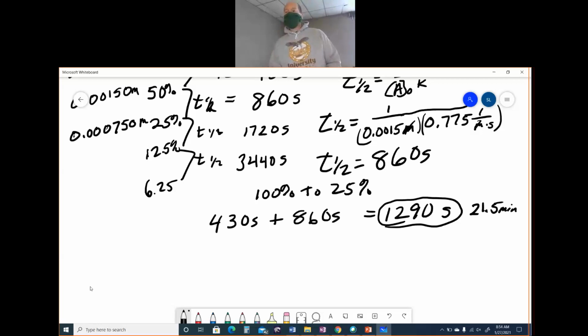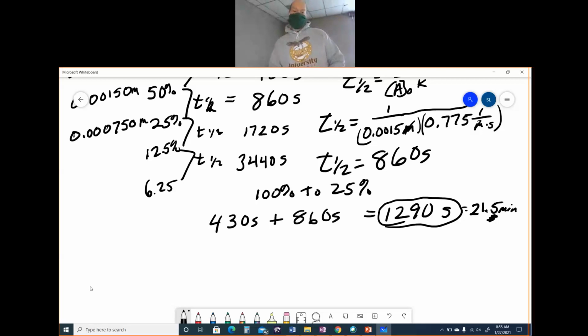All right, and there's always error in the last digit. If you get 21.4, 21.6, or 21.3, I know that you're doing it right. You're just doing it in a different method, and that is fine.